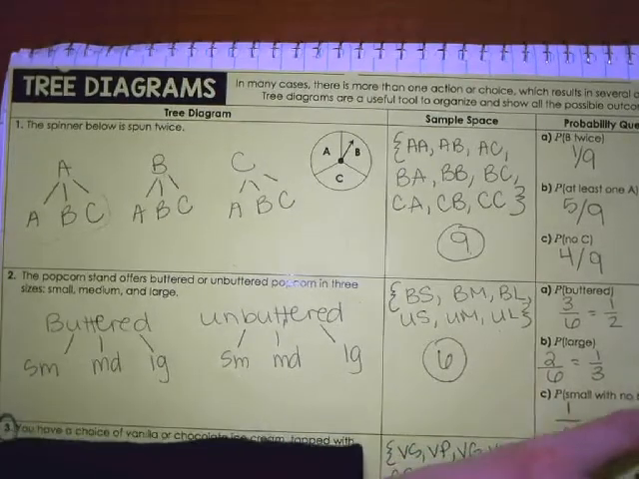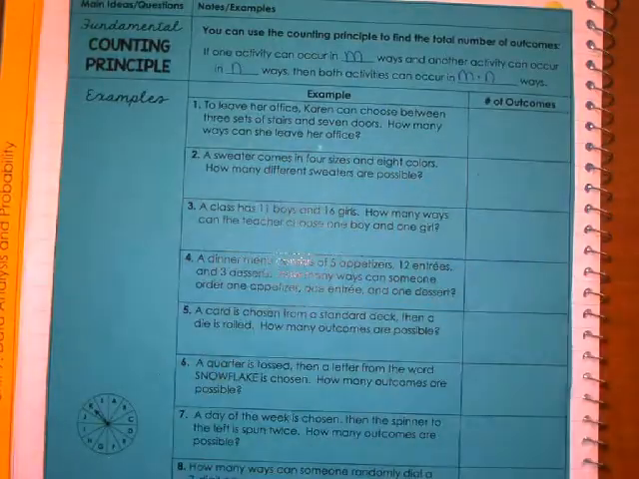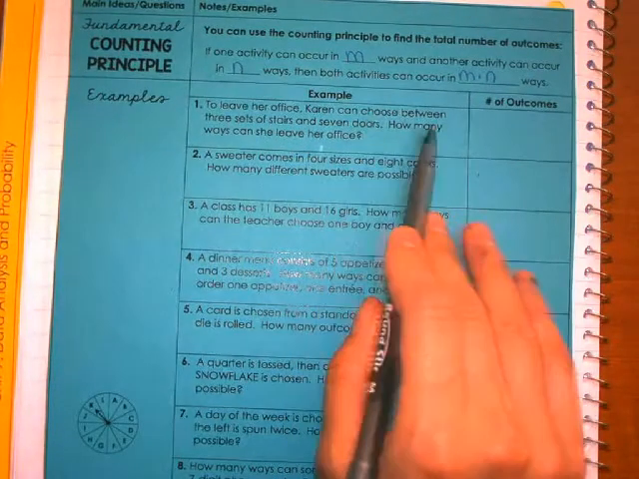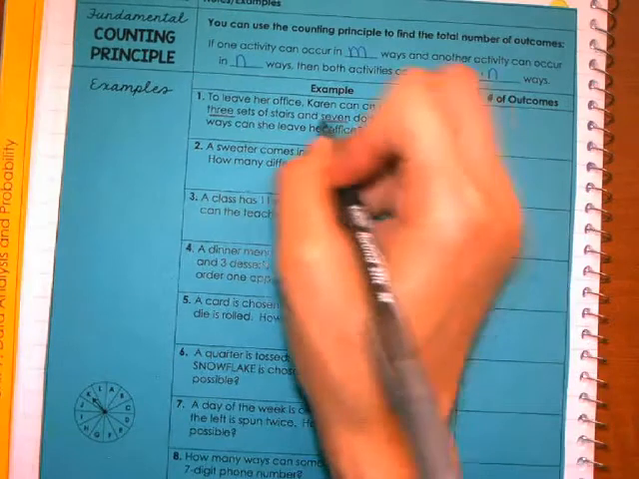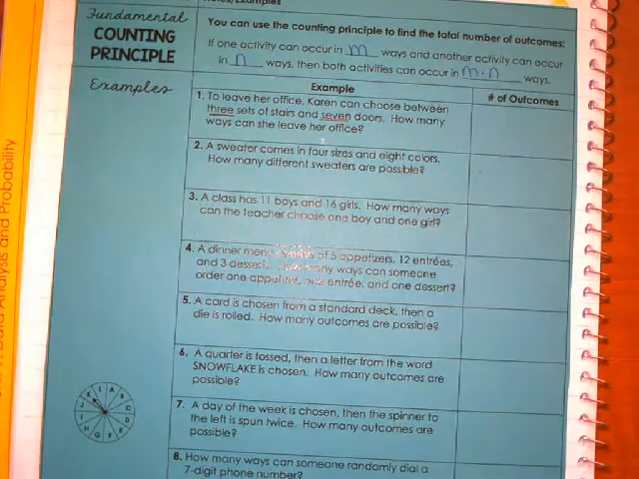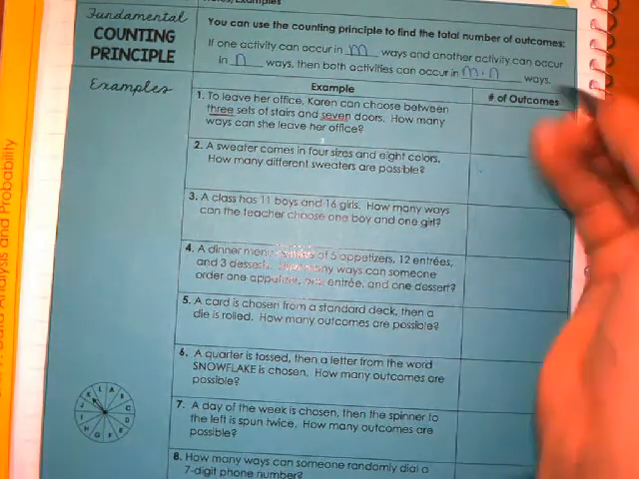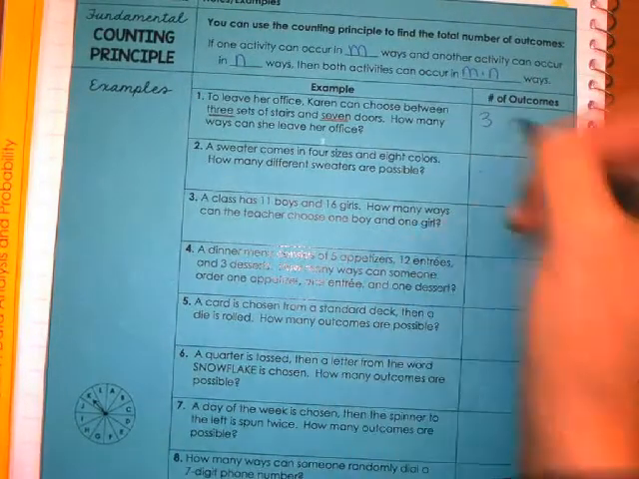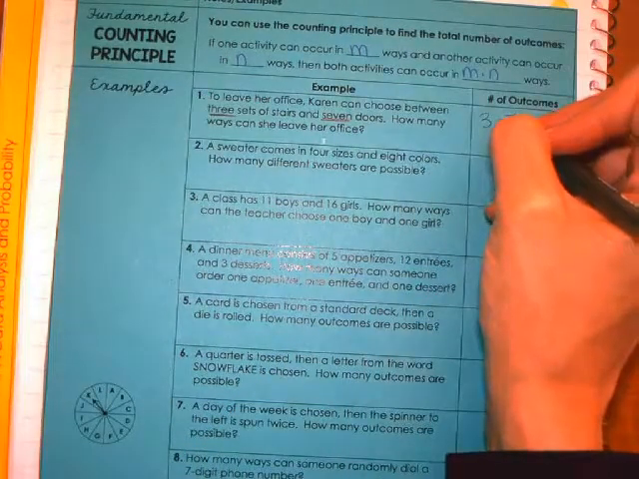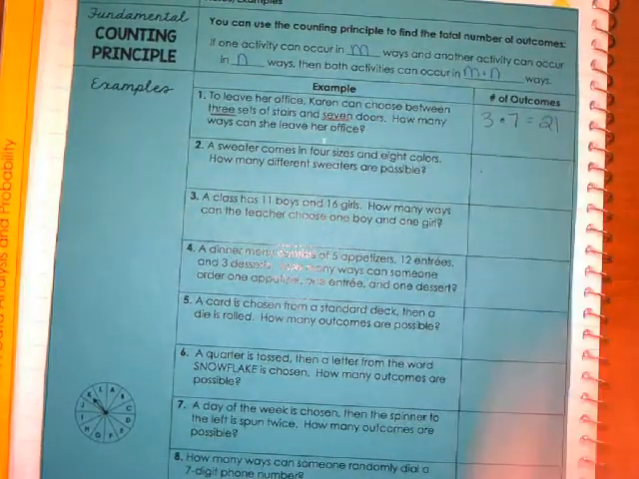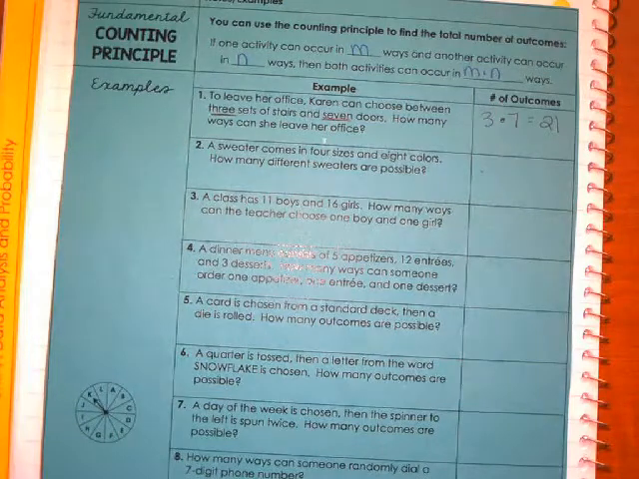Okay, so hopefully that made sense, because then if we go back to this page and I go to number 1, it says, To leave her office, Karen can choose between 3 sets of stairs and 7 doors. So how many ways can she leave her office? Well, if she has 3 sets of stairs and 7 doors, all you have to do is take 3 times 7, and she has 21 different ways that she can leave her office.